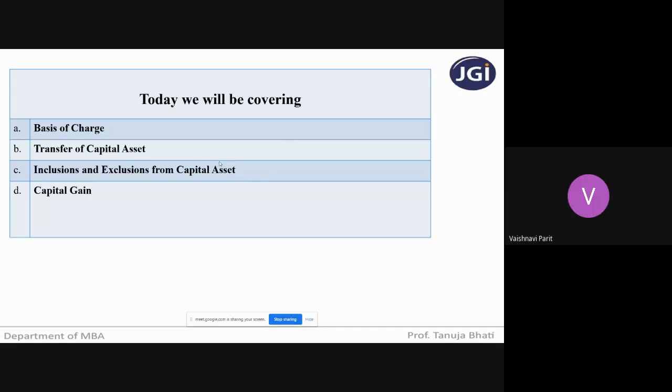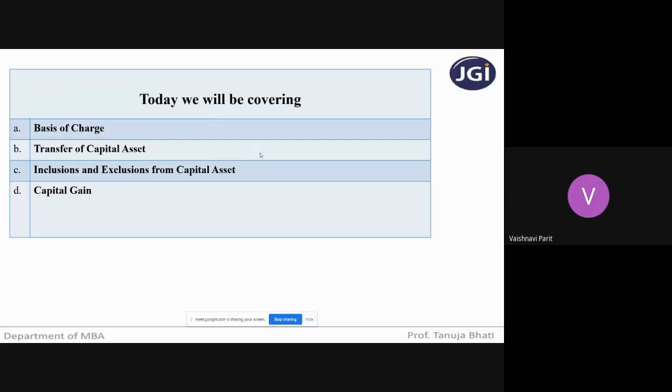Ma'am, stock in trade. Stock in trade. Very good. Rural agriculture land in India, specified gold bonds, special bearer bonds, gold deposit bonds. Very good. And personal effects. Very good, Padmaja. Next, what are the different types of capital asset?